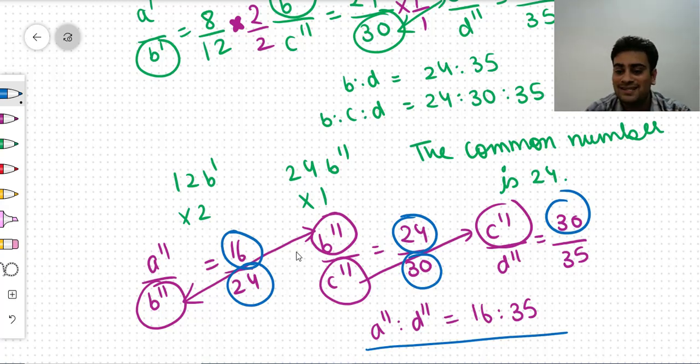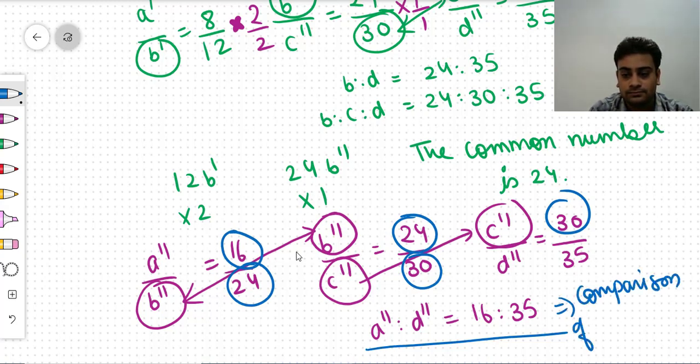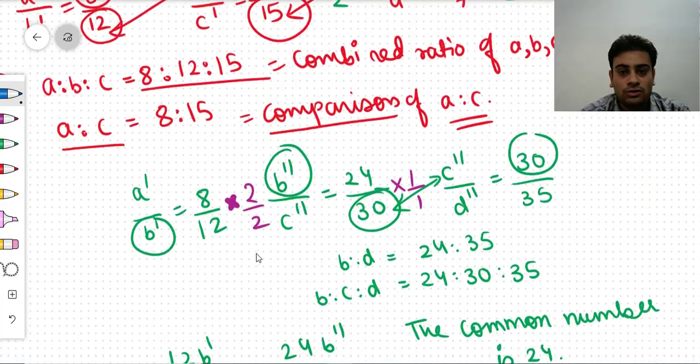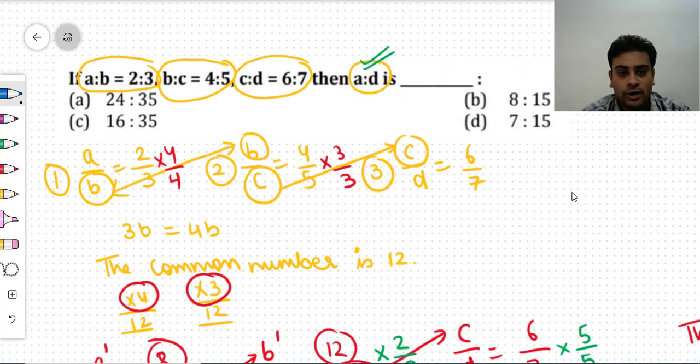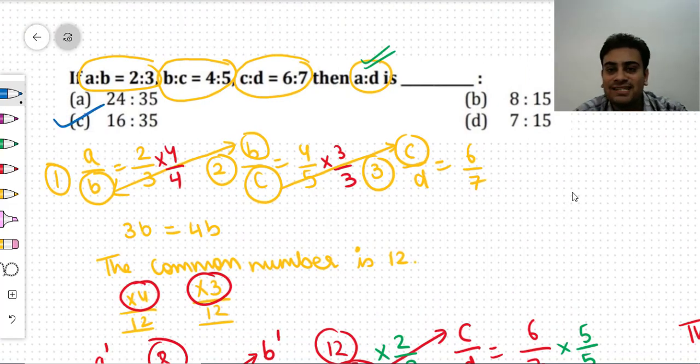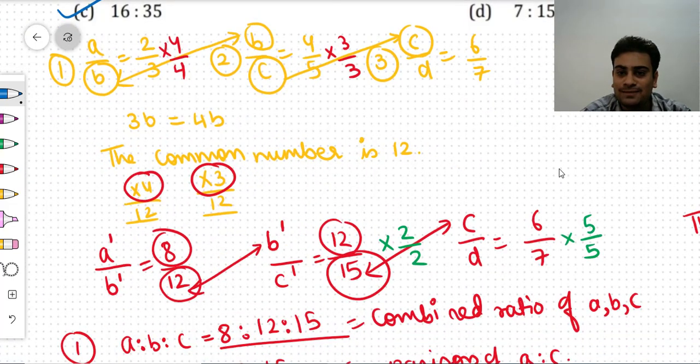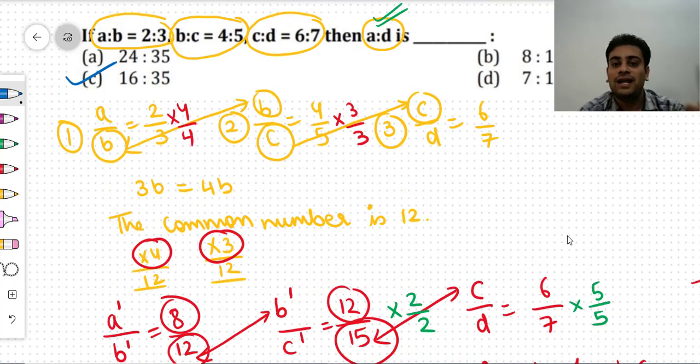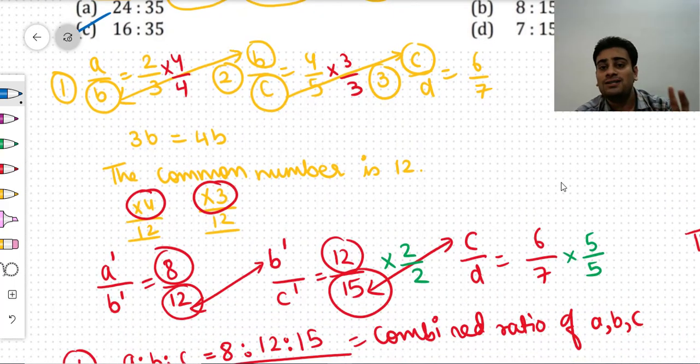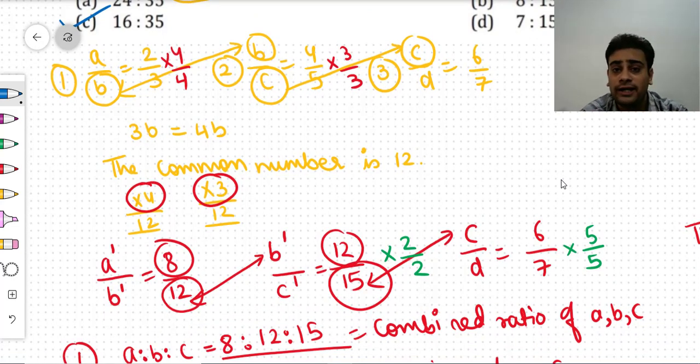So this is basically a comparison of three ratios. Is this clear? So let us come back to our question. Now you can see here we have option C, which is equal to 16 upon 35. So this is the process basically to find the combined ratio as well as to compare the ratios, right? You can always compare two ratios, and whenever you have more than two ratios, you have to do some steps. Like the way we have done in this case, first you compare two ratios, then you compare the other two ratios, and then you can compare all three ratios simultaneously, right?